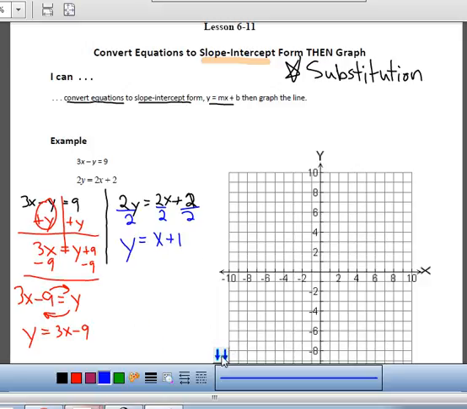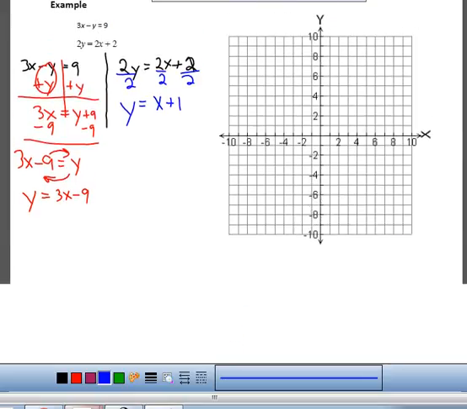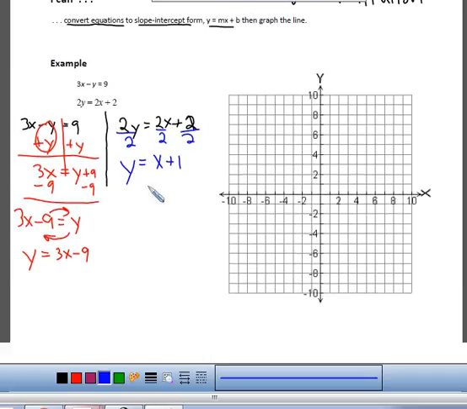Now, one way of solving this type of problem is to graph it. We are going to solve it by doing substitution. So what I know is 3x minus 9 and x plus 1 are equal to each other. So I'm going to do 3x minus 9 equals x plus 1. Because they're both equal to y, so they must both equal each other.